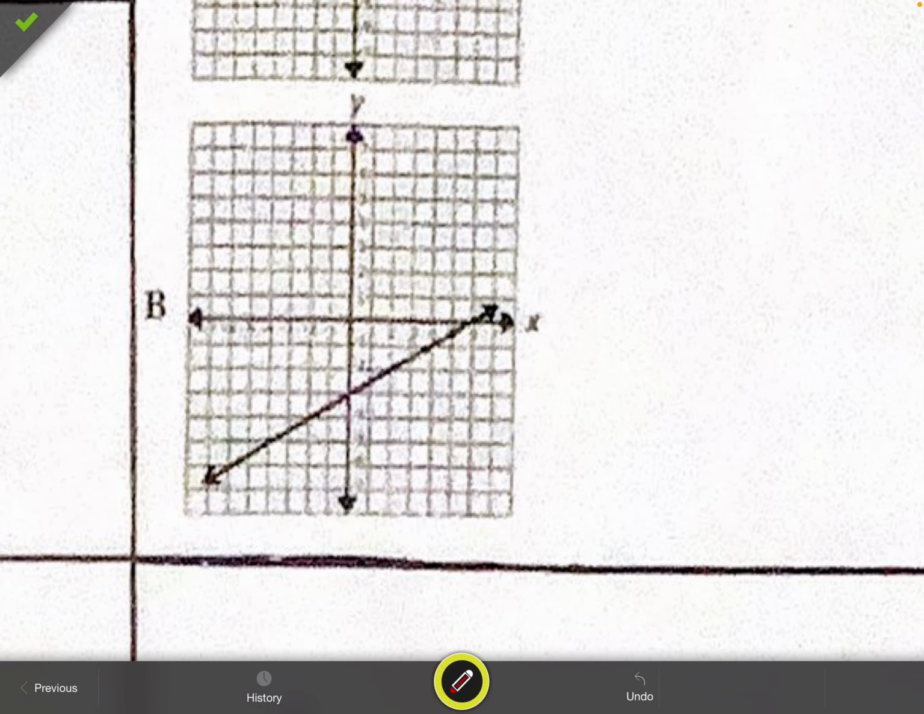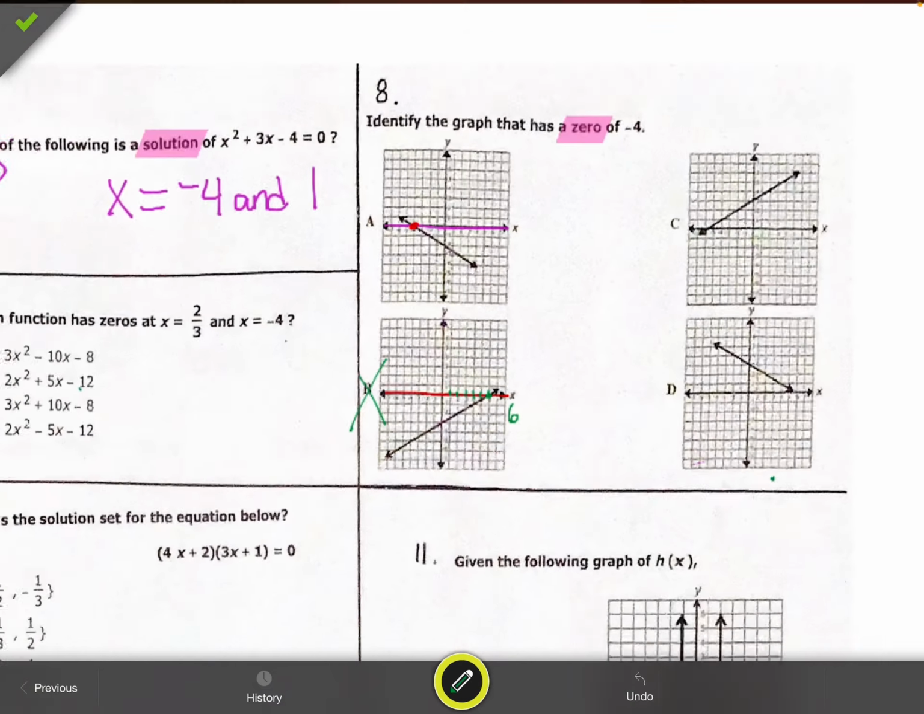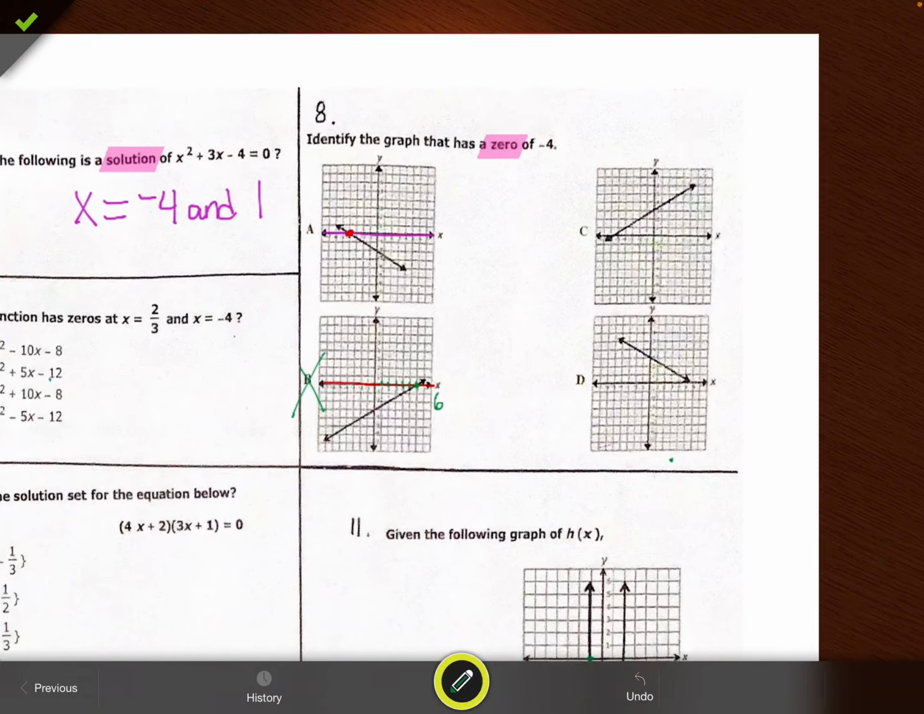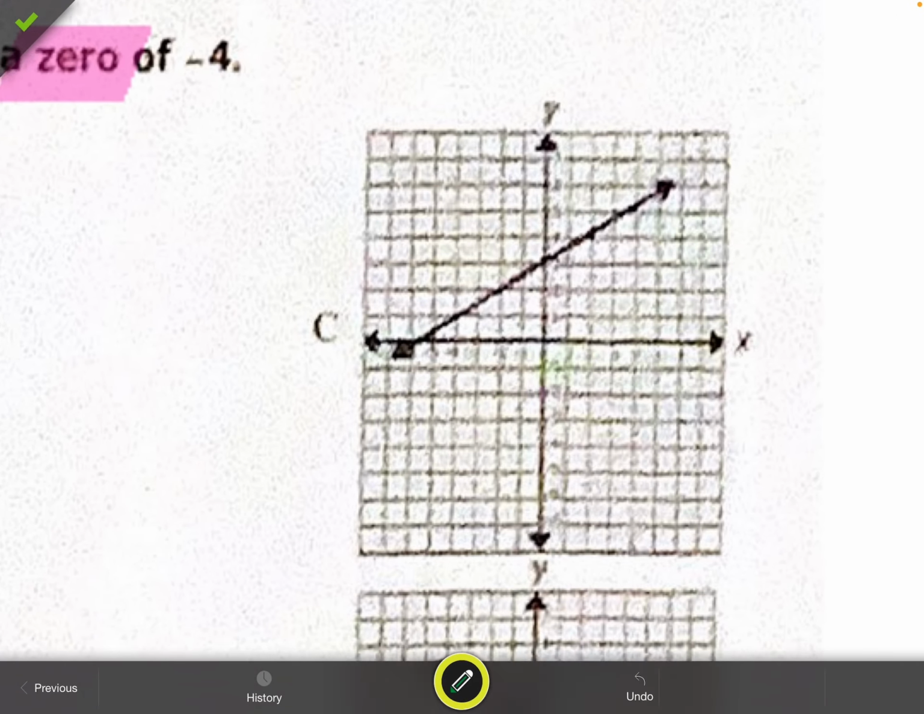So let's look at B. Again, look at your x-axis. Here's your x-axis. Where does your line cross it? It crosses your x-axis right here. What is that? That is 1, 2, 3, 4, 5, 6. So that would be positive 6. That's not what we're looking for. It said -4.